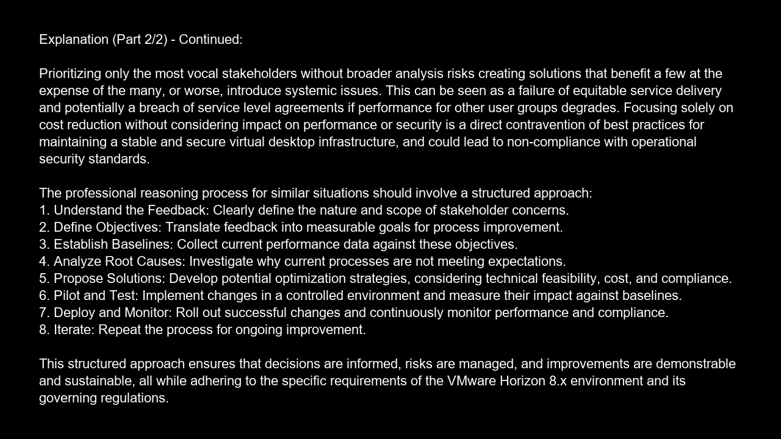The professional reasoning process for similar situations should involve a structured approach. 1. Understand the feedback. Clearly define the nature and scope of stakeholder concerns. 2. Define objectives. Translate feedback into measurable goals for process improvement. 3. Establish baselines. Collect current performance data against these objectives. 4. Analyze root causes. Investigate why current processes are not meeting expectations. 5. Propose solutions. Develop potential optimization strategies, considering technical feasibility, cost, and compliance.